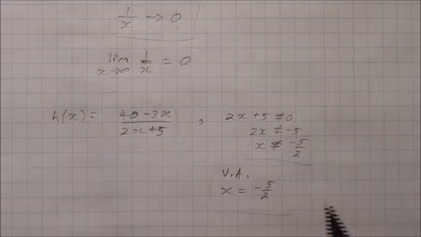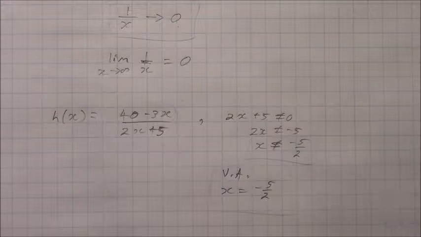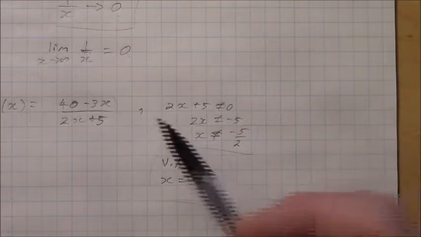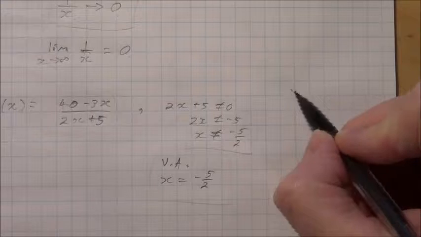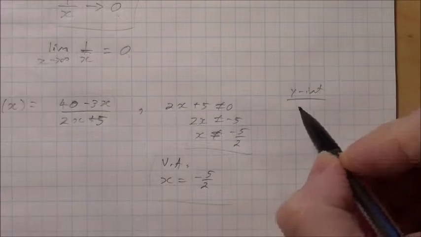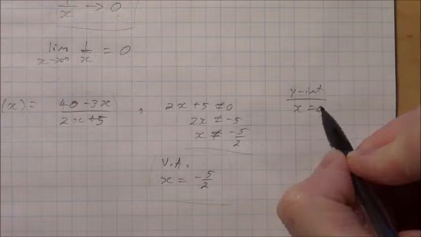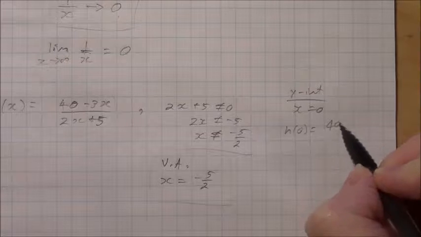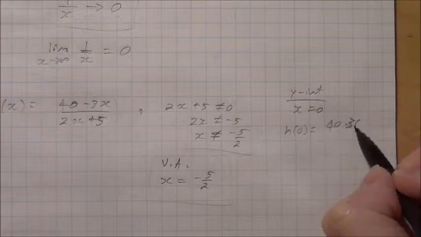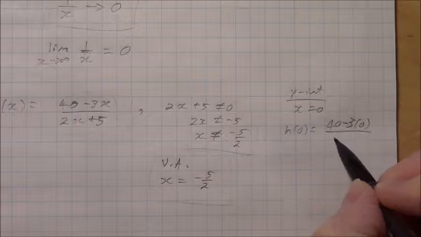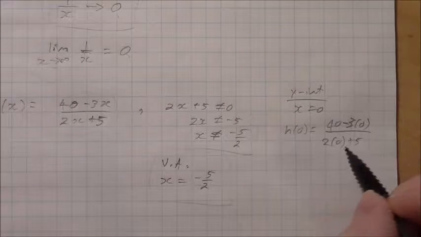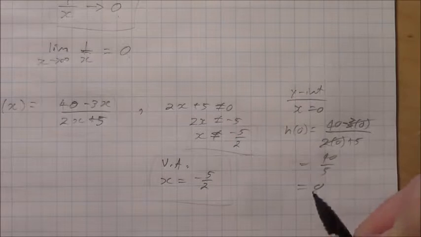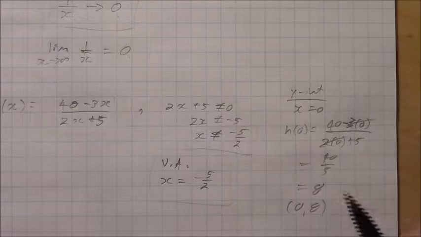And so we can also find another couple things. I'm a visual person, so I like to have a little bit of a visual, like a graph of some sort, to let me know what's happening here. So what I'm also going to do is see, is there a y-intercept? The y-intercept I know is when x equals 0. So if I substitute 0 into this, I get 40 minus 3 times 0 all over 2 times 0 plus 5. So that and that disappear, so I'm just left with 40 over 5, which equals 8. So the y-intercept is (0, 8).